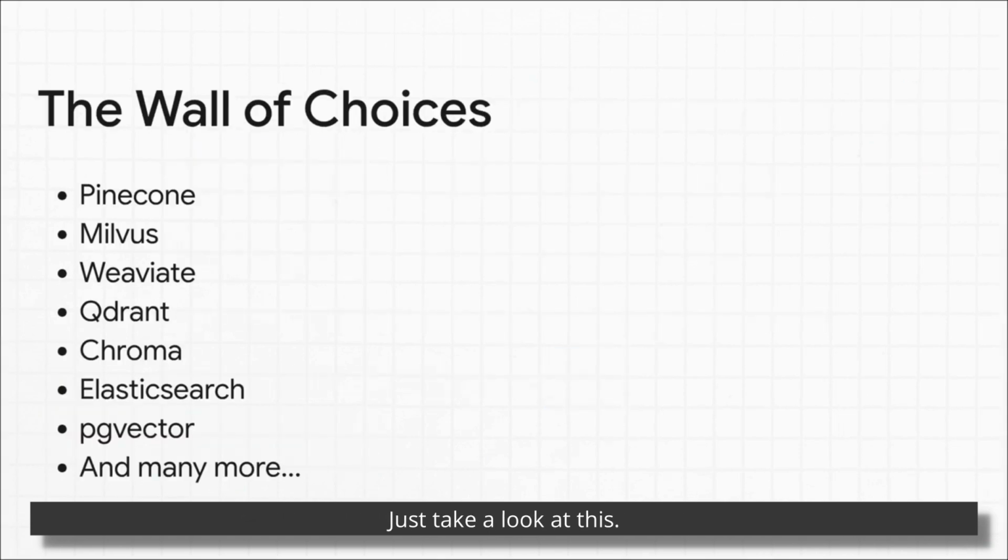Just take a look at this. You've got everything from fully managed services like Pinecone to open source giants like Milvus and Qdrant, and then you have extensions like pgvector. Honestly, it's enough to give you some serious analysis paralysis. So how do you even begin to choose?